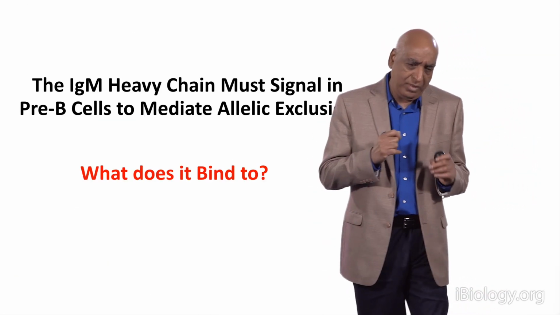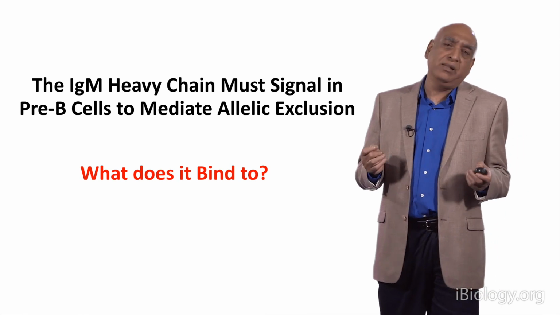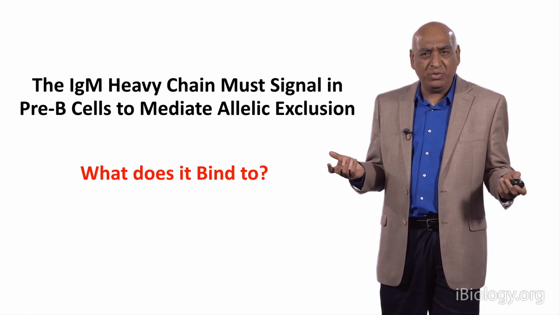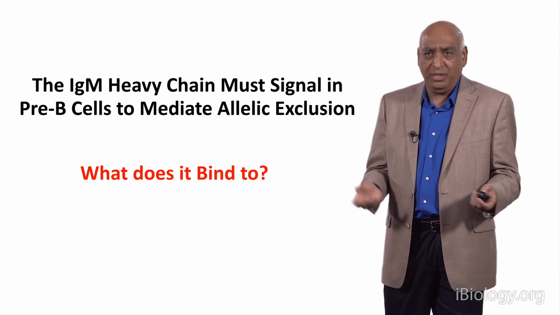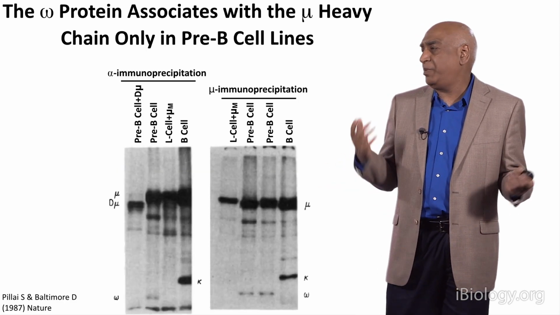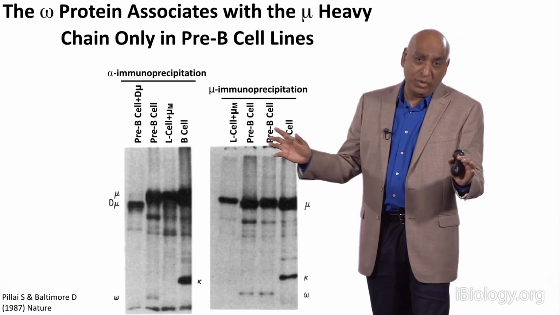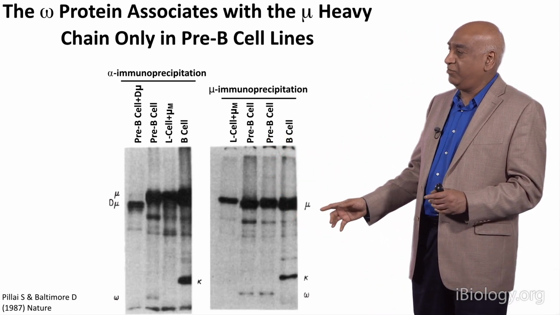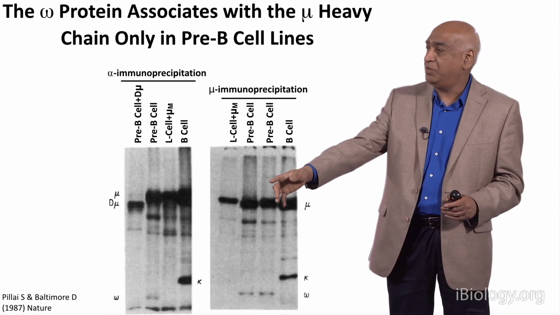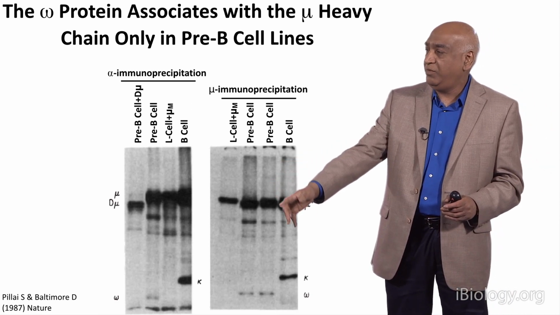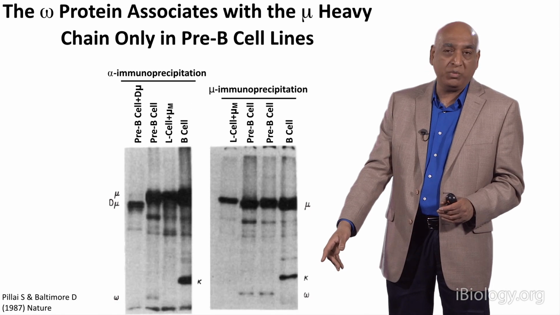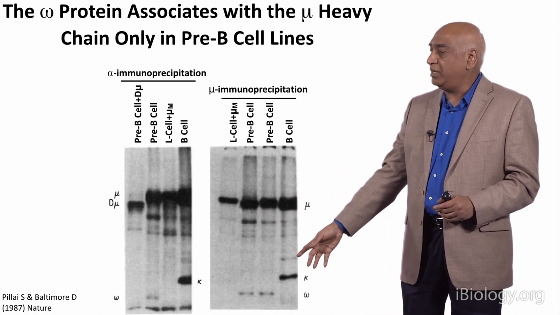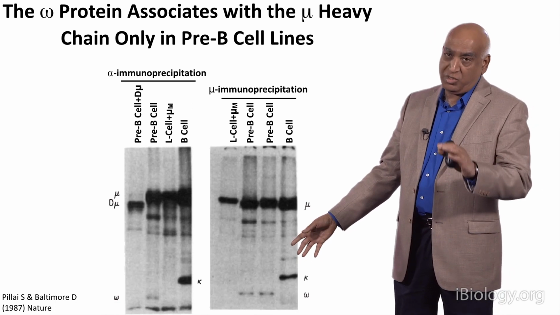So if the membrane form of the heavy chain signals to mediate allelic exclusion, the question I ask is, what does it bind to? How does it signal? What is it doing? And one of the experiments I did, and I'm not going to go into all the details here, was to show that in pre-B cells, so if you look at these lanes over here, which are labeled pre-B cells, we found that there was a protein associated with the heavy chain. It's labeled omega at the bottom. And this protein is not the kappa light chain. So this is a pre-B cell.